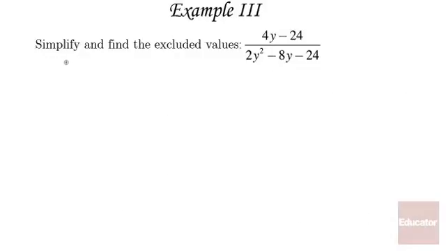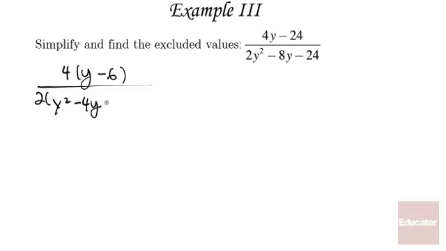In this example, we're asked to simplify and find the excluded values. So when you're simplifying, you need to factor out both the numerator and the denominator and cancel out the greatest common factor. So therefore, let's factor out the numerator. And I see that I have a common factor of 4, which is going to give me y minus 6. And in the denominator, I have a common factor of 2. That's going to give me y squared minus 4y minus 12.